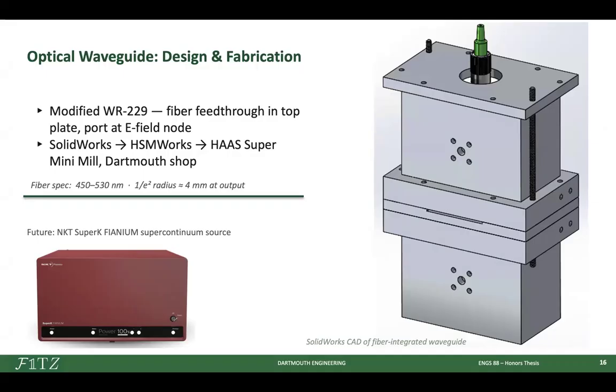Now, the specific fiber we're using has a wavelength range of around 450 to 530 nanometers, and we calculated the beam radius to be around 4 millimeters, with the sample in the middle being about a centimeter in length. So in theory, it would work pretty well. For future experiments, we want to do more wavelength-dependent studies, and that would call for a supercontinuum source, shown here.